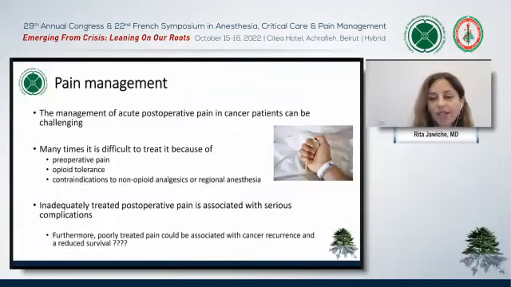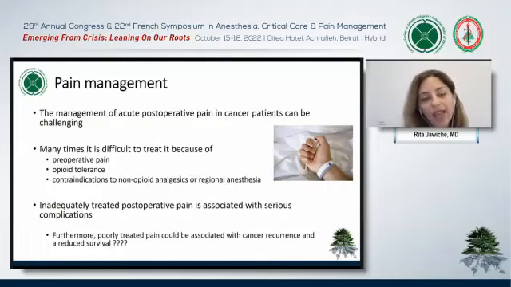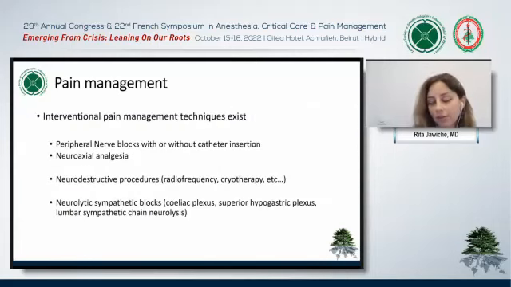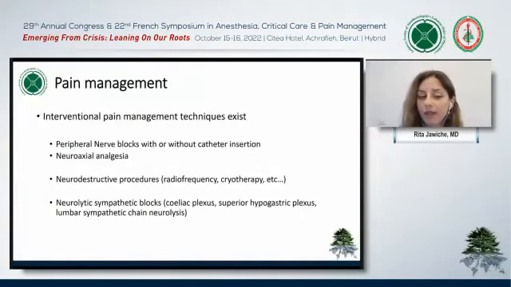And so we are facing a very challenging situation where we have really to personalize the pain management technique for those patients. And we all know that an inadequate postoperative pain treatment can lead to many complications. So adding to those pharmacological pain management techniques, we have the interventional pain management techniques that are very useful in this case. We have the peripheral nerve blocks with or without catheter insertion and the neuraxial analgesia.